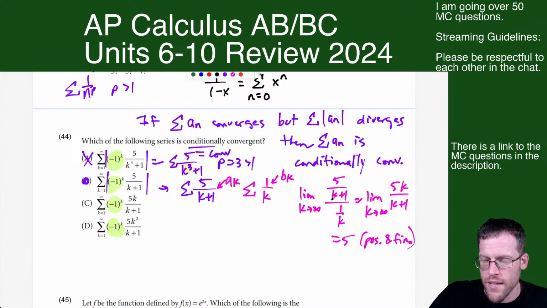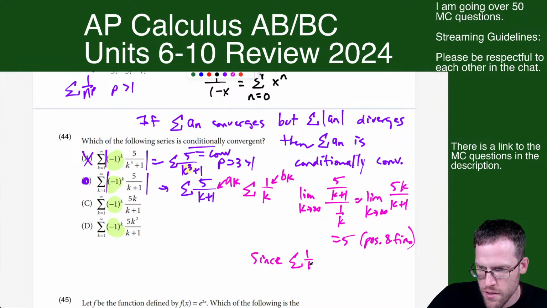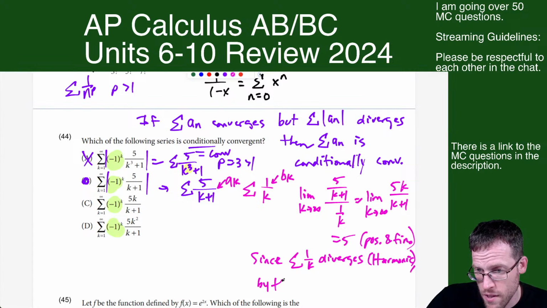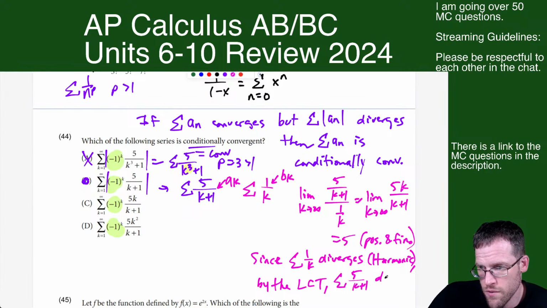So what that tells us is that both series converge or both diverge. But then I could say since sigma 1 over k diverges, and this is because it's the harmonic series, by the limit comparison test, sigma 5 over k plus 1 is also going to diverge.